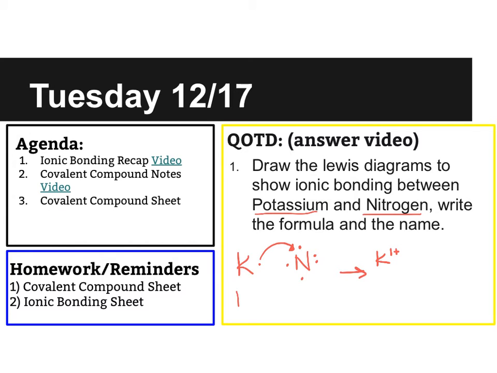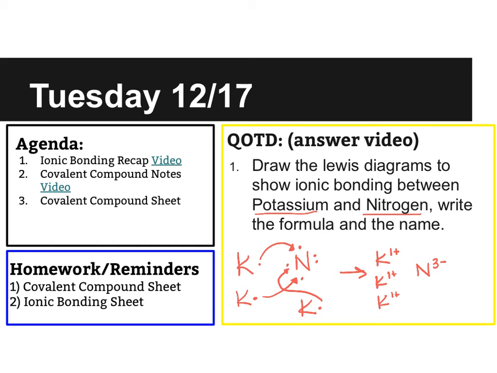I'm going to need another potassium. Going to give to this spot here, and a 3rd potassium to give to that location. So at this point, each of my 3 potassiums have lost their electron to become happy, and my nitrogen has gained 3 electrons to become a 3 minus.